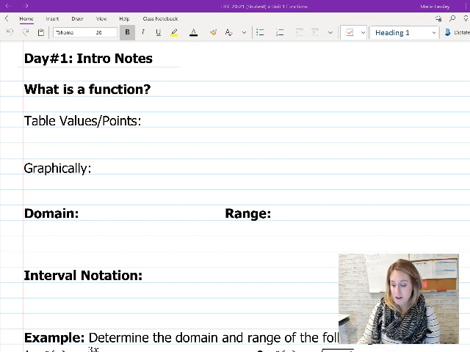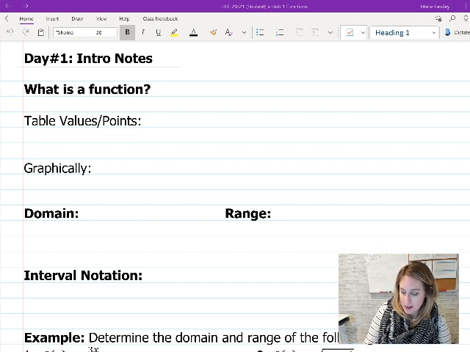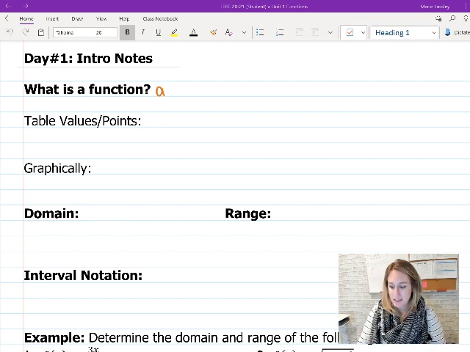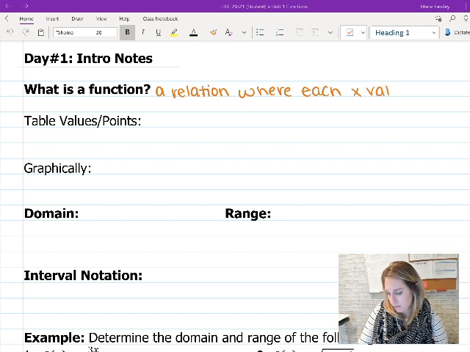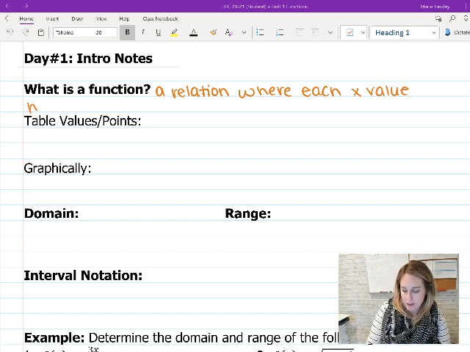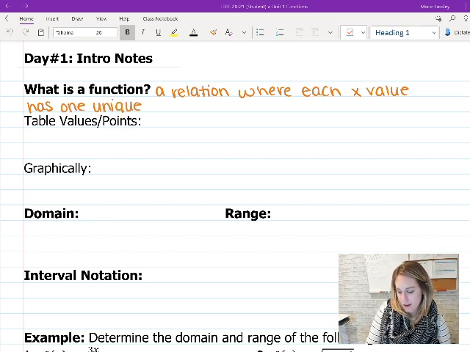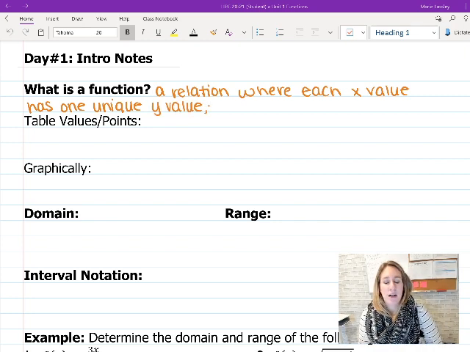All right, so what is a function? All right, it's a relation, fancy math word. So a relation where each x has one unique y value. All right, so for each x, there's only one y value.